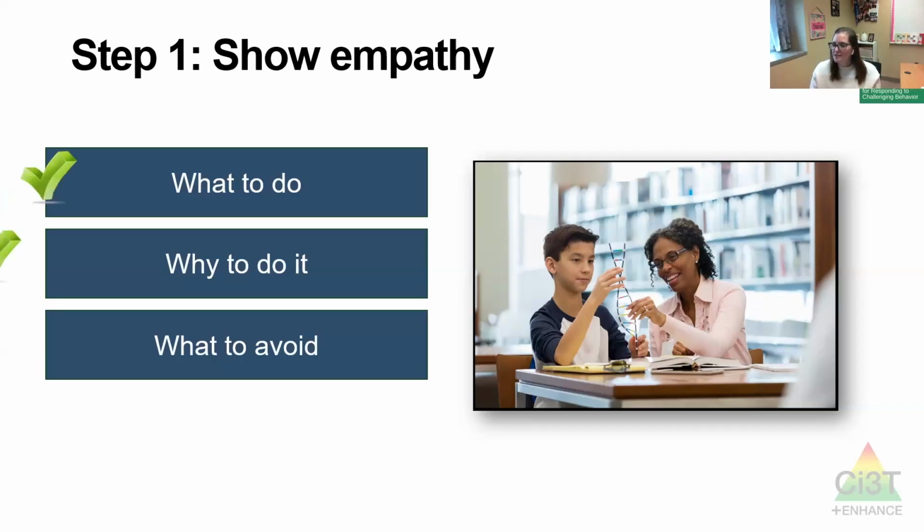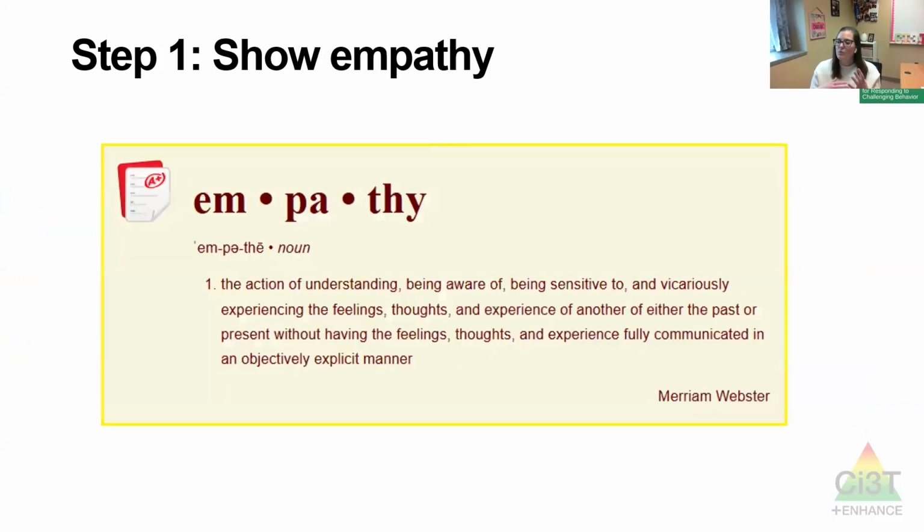So our first step is to show empathy, and we define empathy, according to Merriam-Webster, as the action of understanding, being aware of, being sensitive to, and vicariously experiencing the feelings, thoughts, and experiences of another, of either the past or present, without having the feelings, thoughts, or experience fully communicated in an objective, explicit manner. That is a very long sentence.